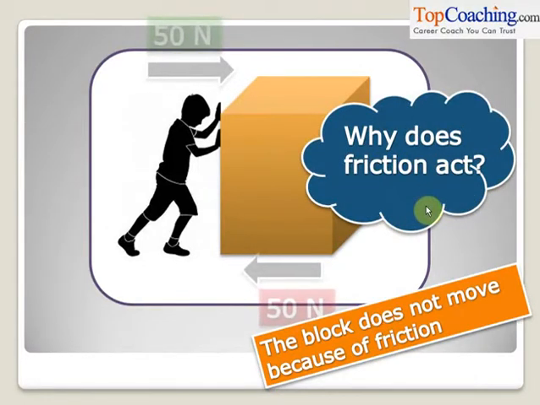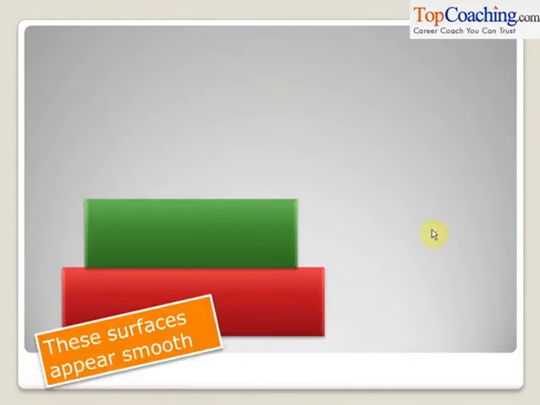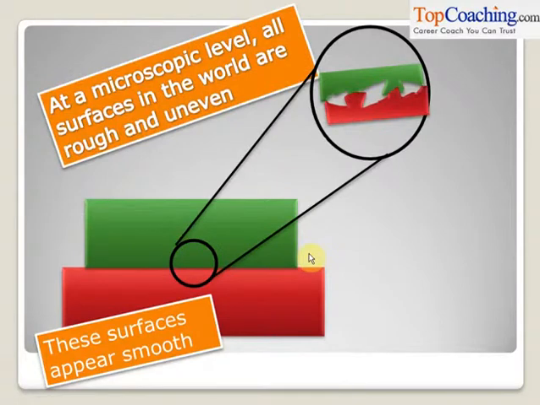So why does this force act opposite to the direction of relative motion or the tendency of relative motion? Why is there any friction at all? You see, scientists have found out that any two surfaces appear smooth in real life, but if you look at them at the microscopic level, they are not really smooth. At a microscopic level, this green block and this red block are not smooth. The edges here are like this. As you can see, they are so rough. So at a microscopic level, all the surfaces in the world are rough and uneven.